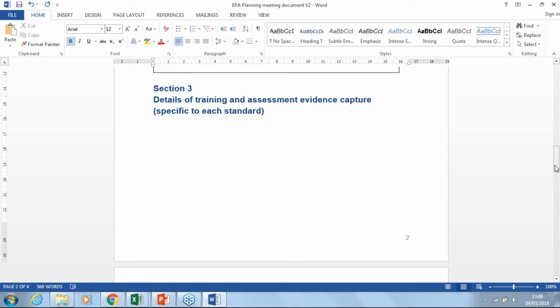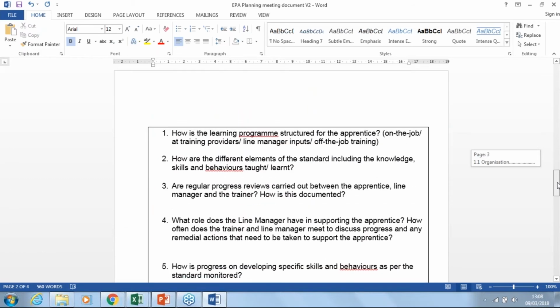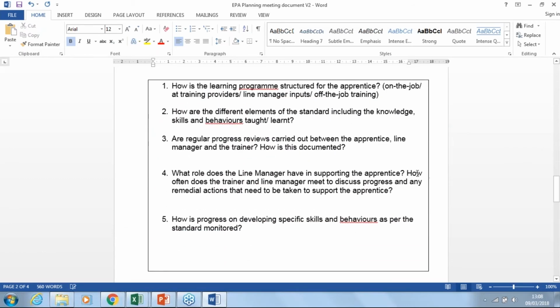And then any kind of documentation to capture regular progress reviews between the apprentice, the line manager, or the trainer. It's good to know in advance. Sometimes the standards and the assessment plans actually ask the endpoint assessment organization to evidence the progress reviews that have taken place with the apprentices. So again, this would depend on a case-by-case basis.